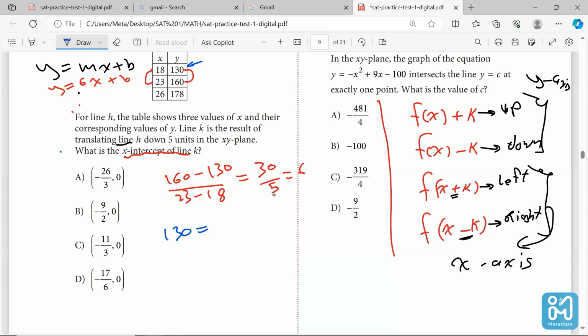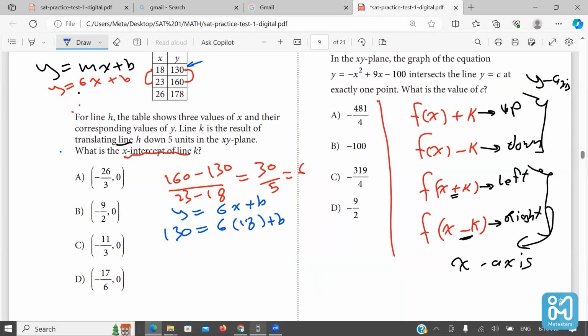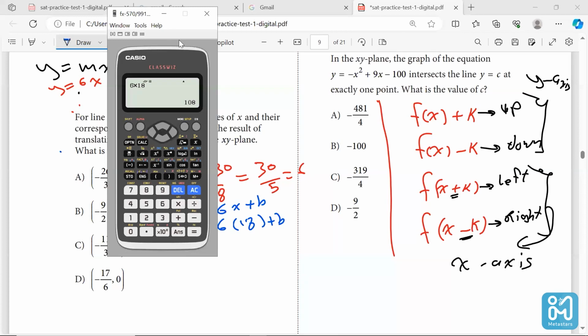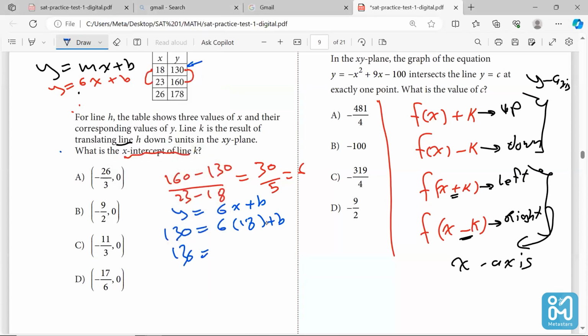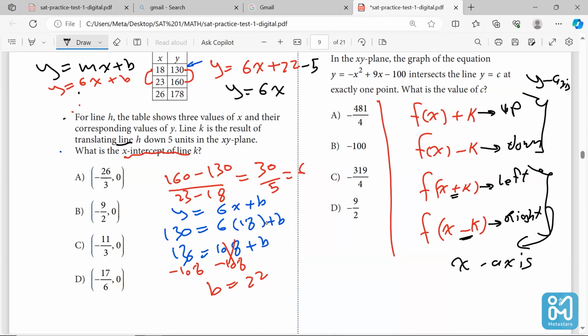I'm going to take this one. So 130 equals 6 times 18 plus b. 6 times 18 gives us 108. So 130 equals 108 plus b. Subtract 108 from both sides: b equals 130 minus 108, which is 22. Now my equation is y equals 6x plus 22. I'm not done. I need to translate down 5 units, so I subtract 5 because I'm moving down. So y equals 6x plus 17.